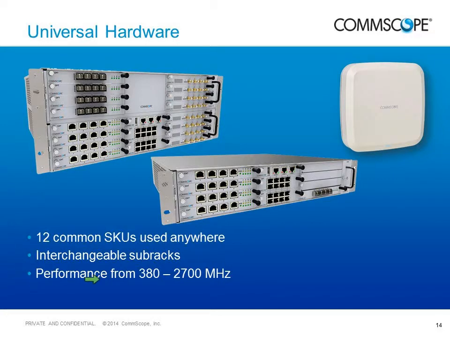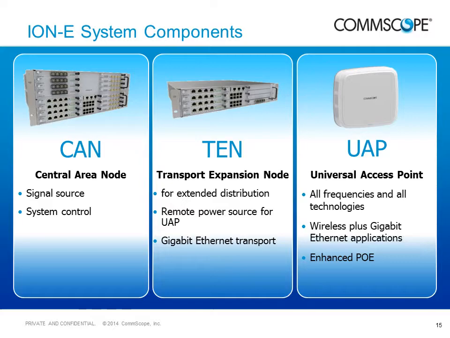These are the primary system components of an ION-E system. We have the central area node or CAN. This is where the base station is connected. This is where we do the system control. This CAN can support 16 UAPs.